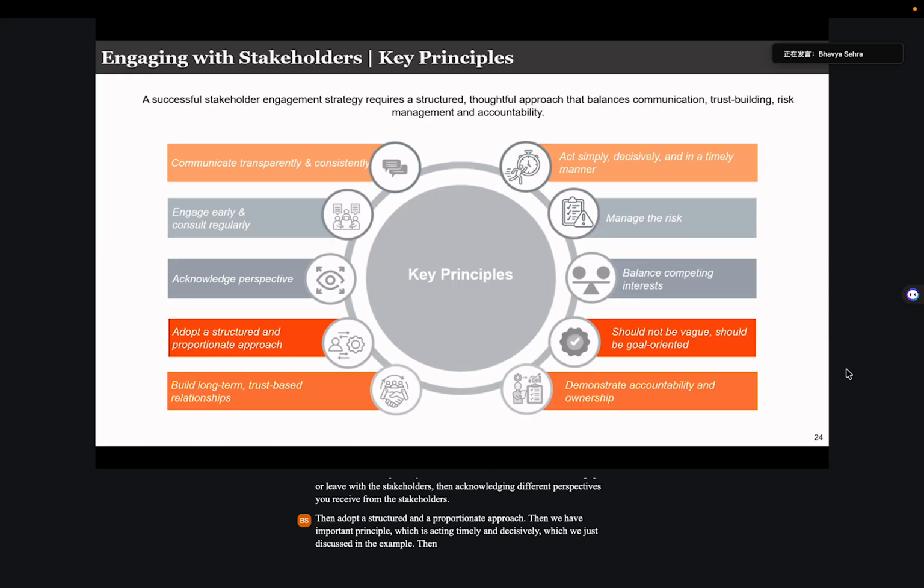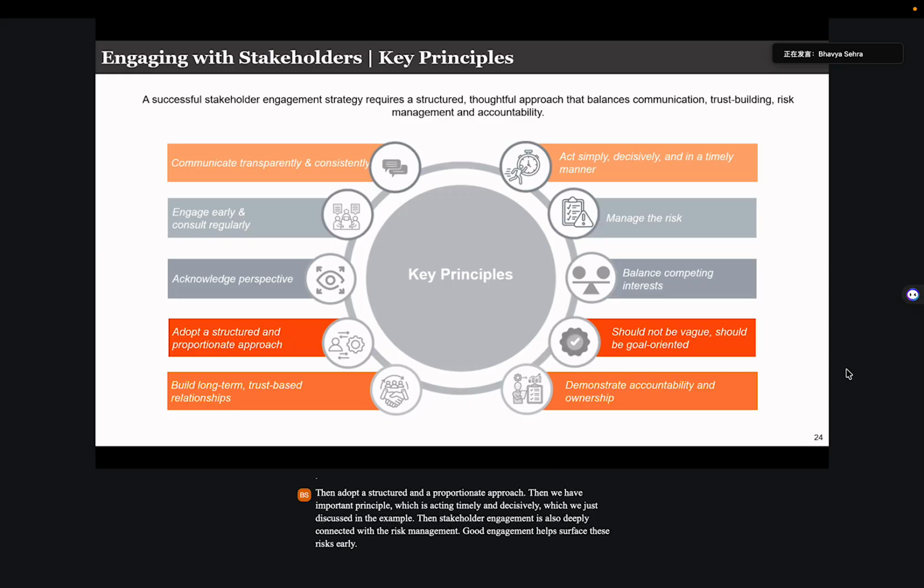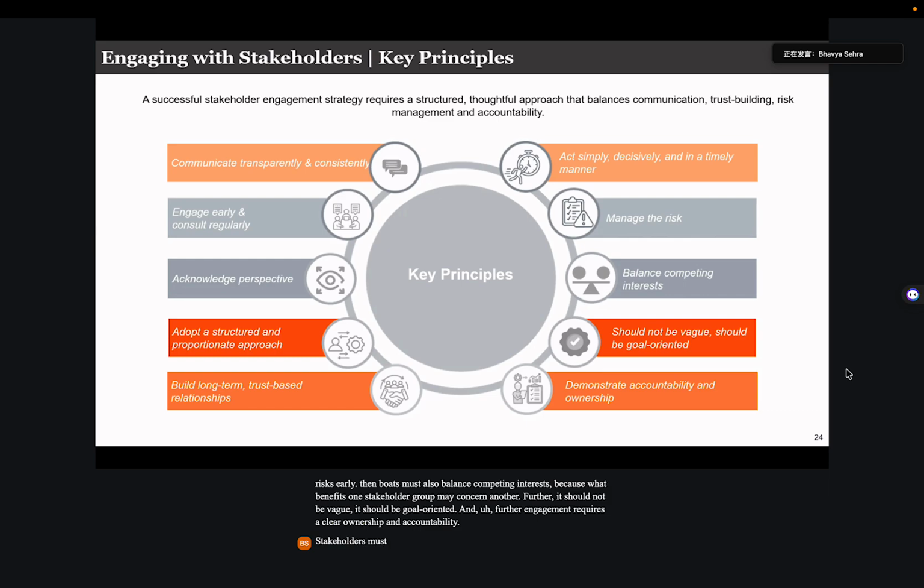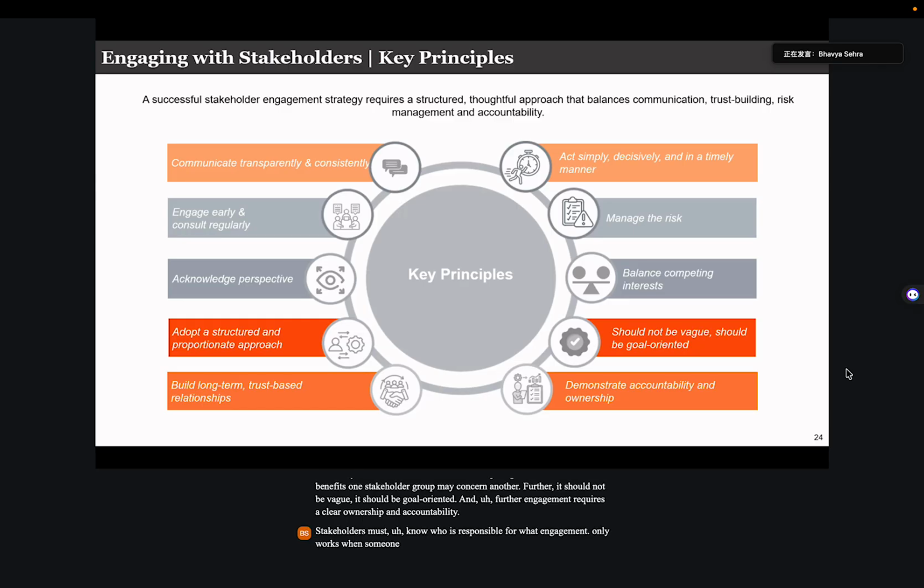Then stakeholder engagement is also deeply connected with risk management. Good engagement helps surface these risks early. Boards must also balance competing interests, because what benefits one stakeholder group may concern another. Further, it should not be vague, it should be goal oriented. And engagement requires clear ownership and accountability. Stakeholders must know who is responsible for what. Engagement only works when someone owns the outcome.